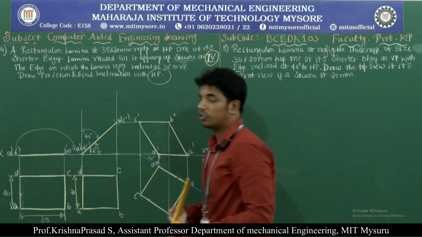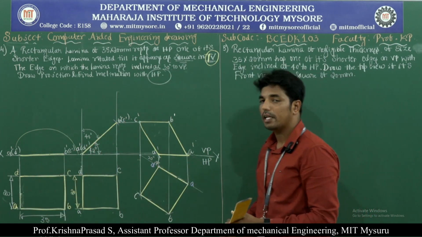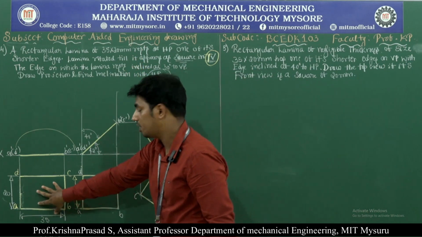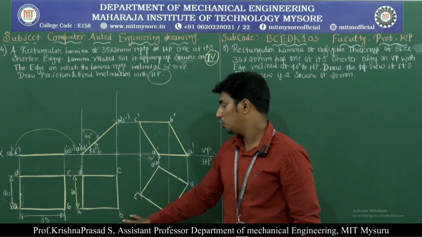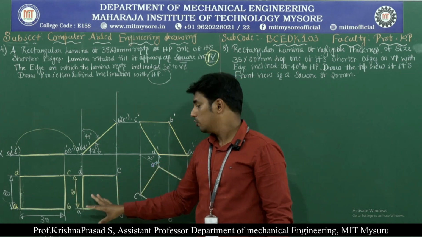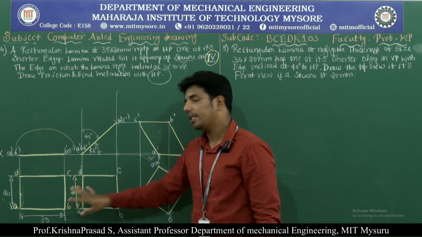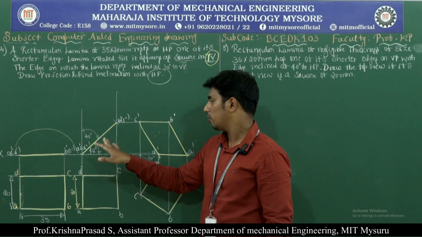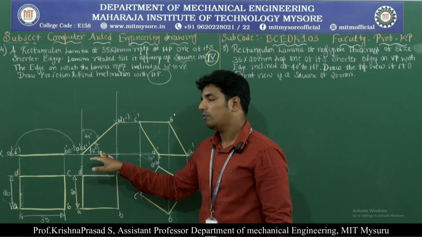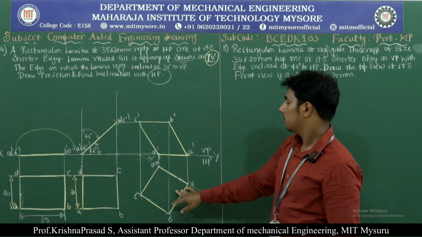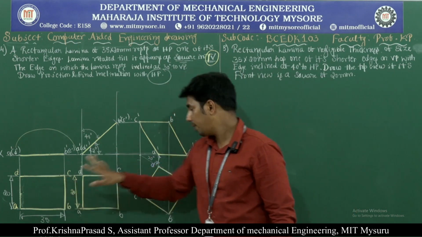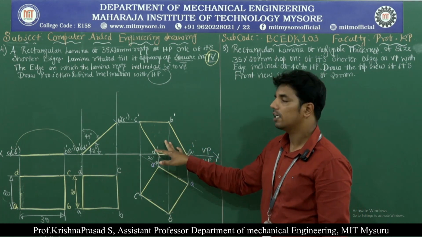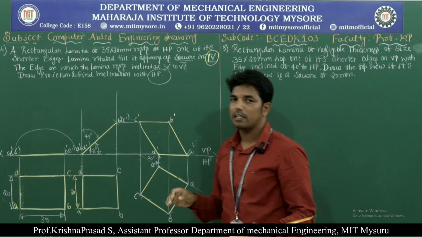So this is regarding the rectangular lamina of 35 into 20 mm resting on one of its shorter edges, and in the second position it looks like a square in the top view of 20 mm. We found the inclination with respect to HP, which is 42 degree, and the edge on which it rests makes 30 degree to VP, and we completed the figure. So this is the first problem on the rectangular lamina.